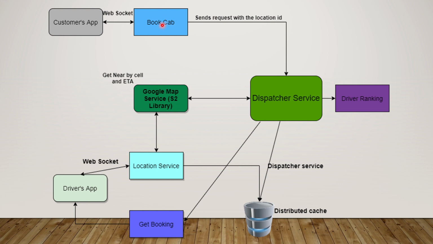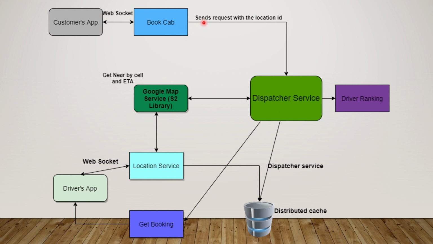Now this will send a request to our booking service, and in the booking service the first service that will be exposed, I called it a dispatcher service. This can be any service that you design, but the functionality is going to be that it will help us to track the driver. Basically it will help you to match the driver with the customer. That will be the motive of this dispatcher service.